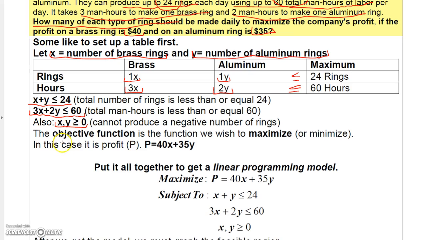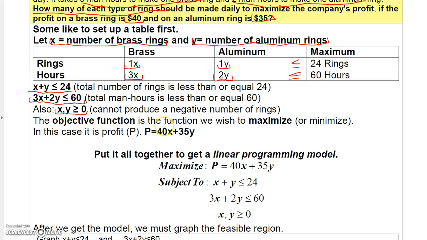And then last, the objective function. This is the function we wish to maximize or minimize, but in this case it's maximize. We want to maximize our profit, and in the last statement here, it says the profit on each brass ring is $40 and each aluminum ring is $35. So that profit function would be profit equals 40x plus 35y.